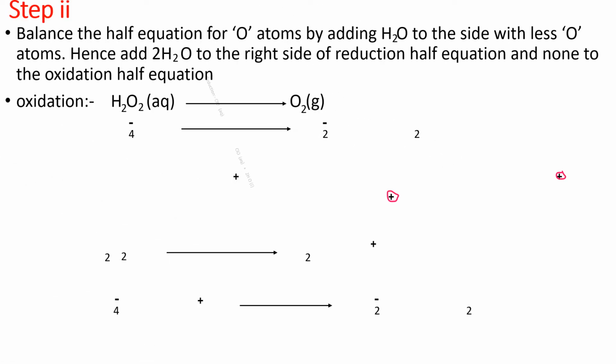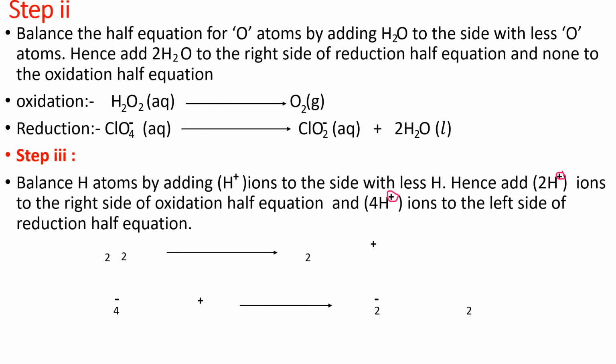Step number 2. In step number 2, you have to balance the half equations for the oxygen atom by adding H2O molecules to the side where oxygen atoms are fewer. Hence, you require two H2O molecules on the right side of the reduction half equation and none on the oxidation half equation. In the oxidation half equation, oxygen is already balanced, and you simply add two H2O molecules to the right side of the reduction half equation.